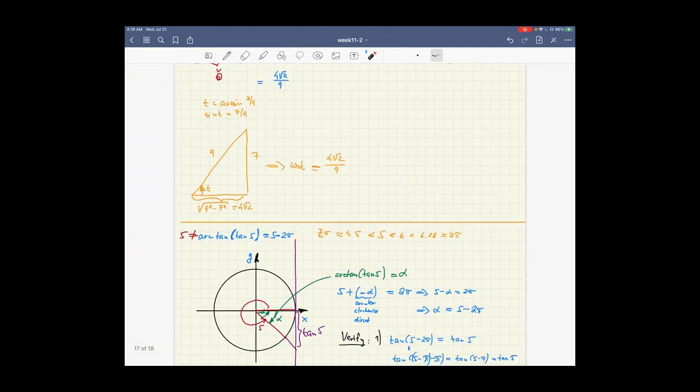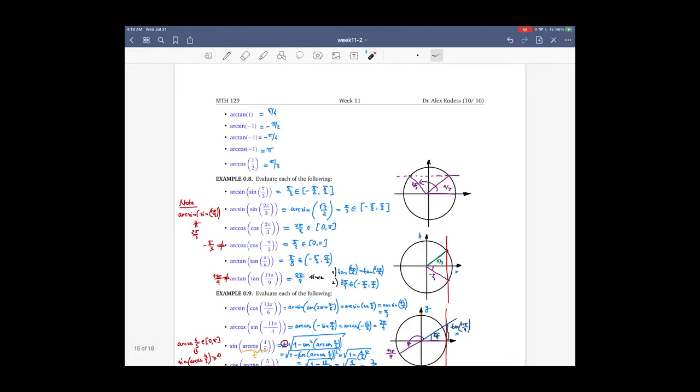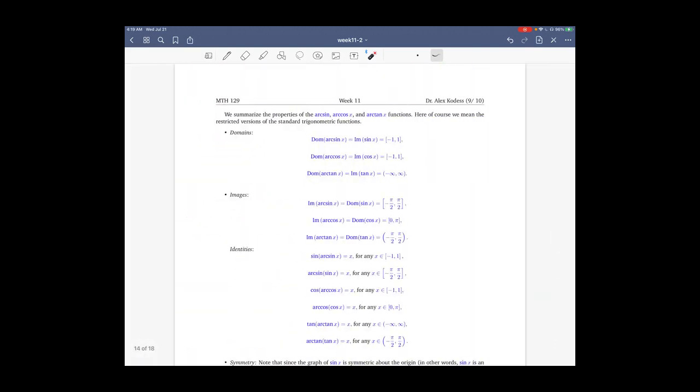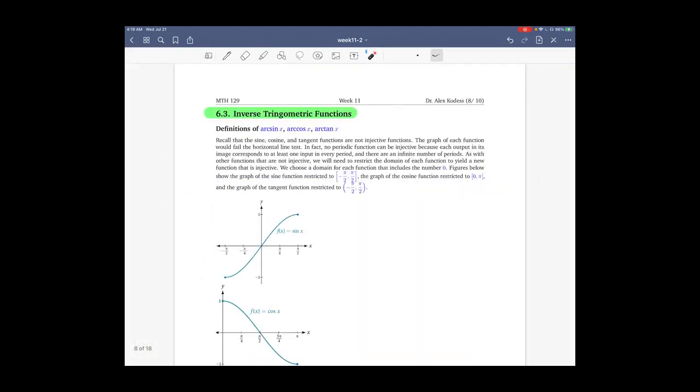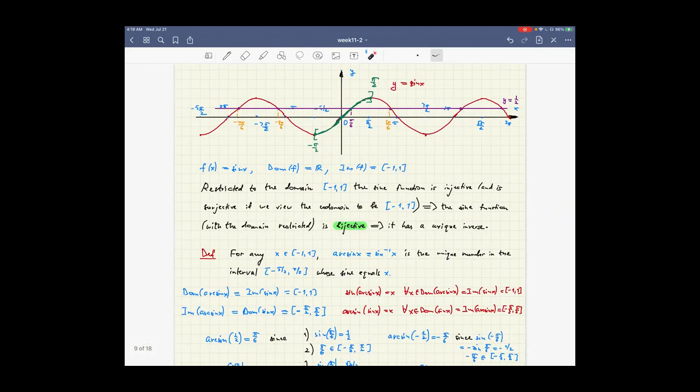All right, hopefully these computational examples will be helpful. And this finishes our study of inverse trigonometric functions. Thank you.